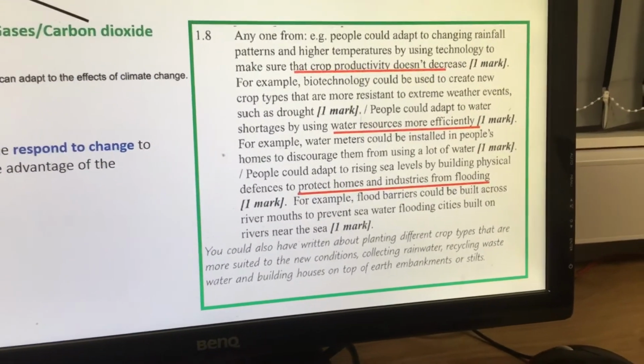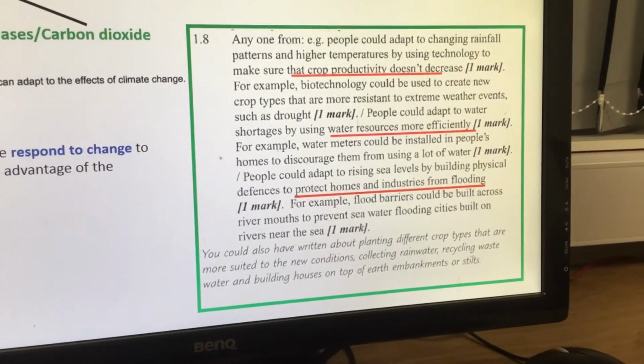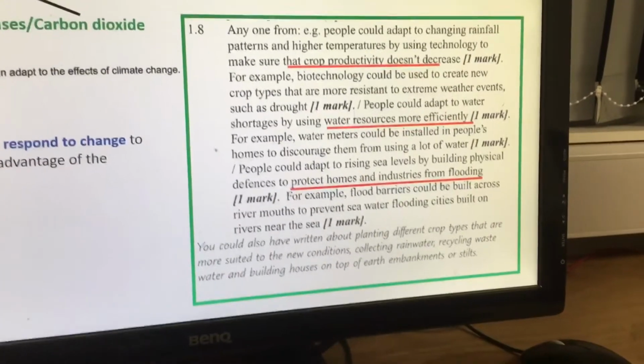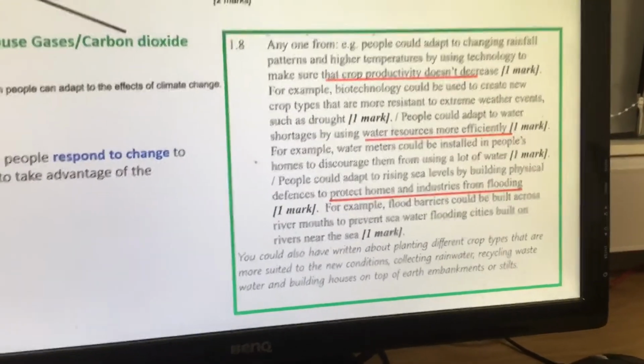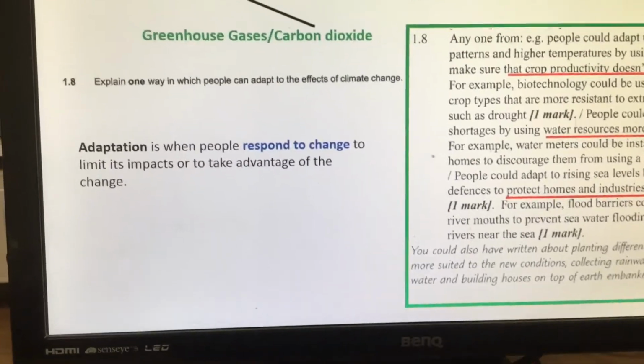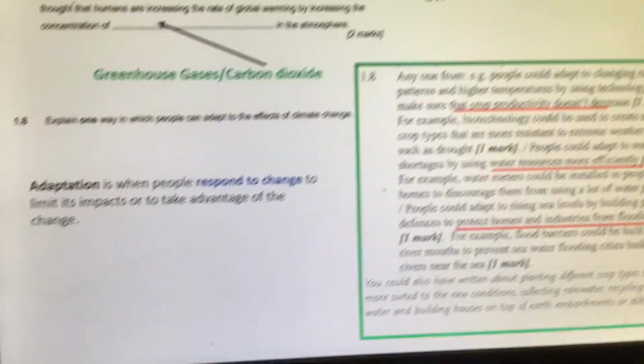You could have said they could adapt to rising sea levels by building flood defences to protect homes. That could include things like having houses on stilts or having flood barriers, etc. So you need to really talk about one of those things and just expand on it in a little bit more detail to get the marks for that.